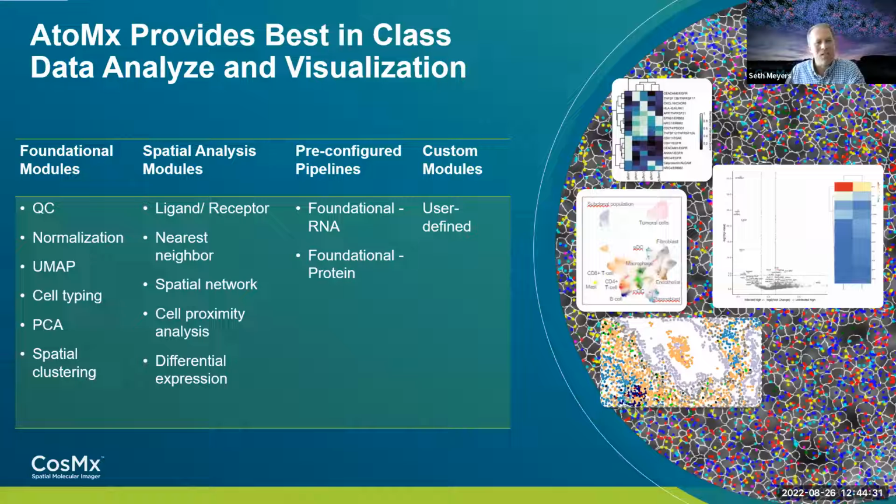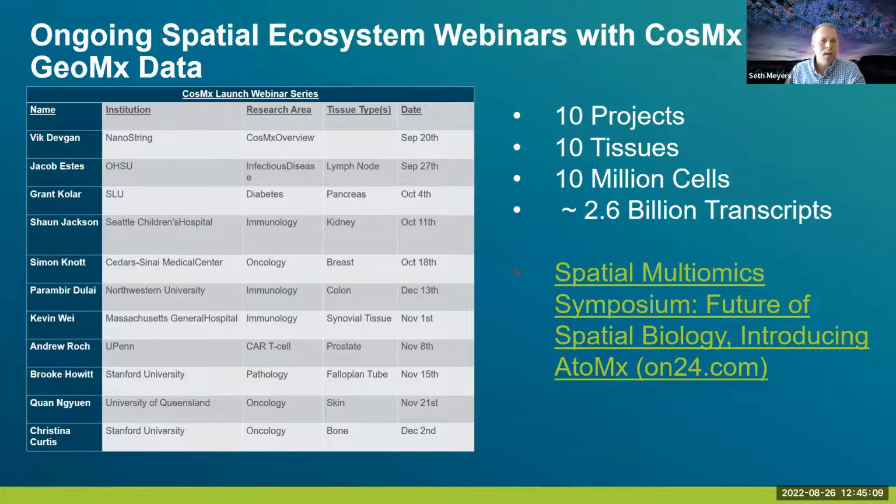And then we get into these spatial analysis modules, where because we have the highest plex assay, we have this great ligand receptor offering within our panel for the cell characterization panel. And then we can start getting into nearest neighborhood and spatial network and cell proximity analysis, as well as differential expression tools. We have pre-configured pipelines specific to RNA or these foundational pipelines for protein, or we're also designing assays that allow us to get more into these custom modules that are really user-defined, as we're moving into areas for that.